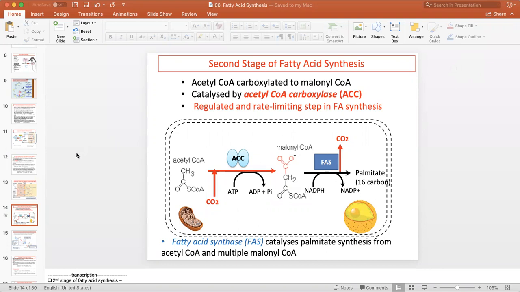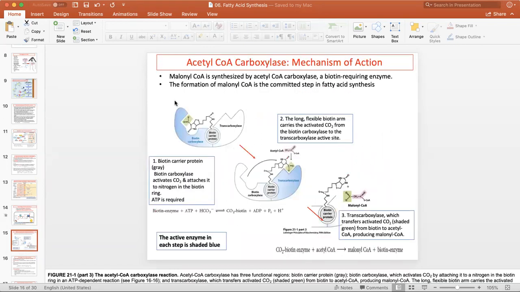Okay, perfect. Okay, so we were at this part, which is the second stage of fatty acid synthesis. So how about we dig in and zoom in on this part, the acetyl-CoA carboxylase, okay? So let's zoom in. Let's see how this enzyme functions. So this is your acetyl-CoA carboxylase. It has three parts. It has a transcarboxylase part, it has a biotin carrier part, and it has a biotin carboxylase part, okay? So three parts.